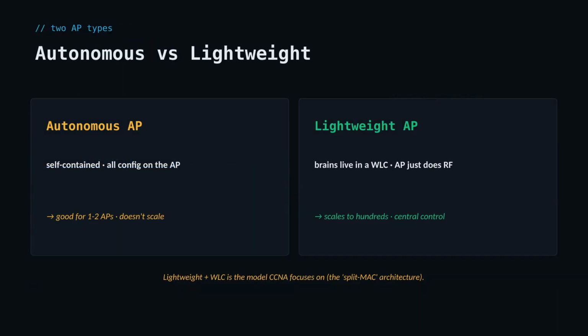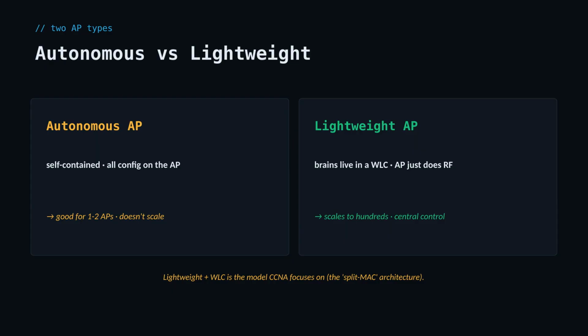That scaling problem leads us to two very different kinds of access points. An autonomous AP is self-contained. Every SSID, every security policy, every bit of configuration lives on the AP itself, which is fine when you've got one or two, but quickly becomes a nightmare at scale.